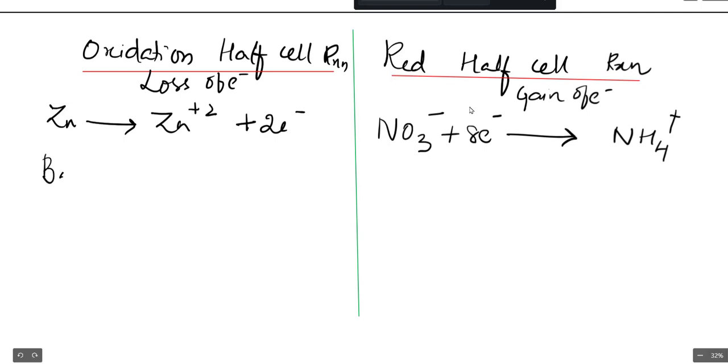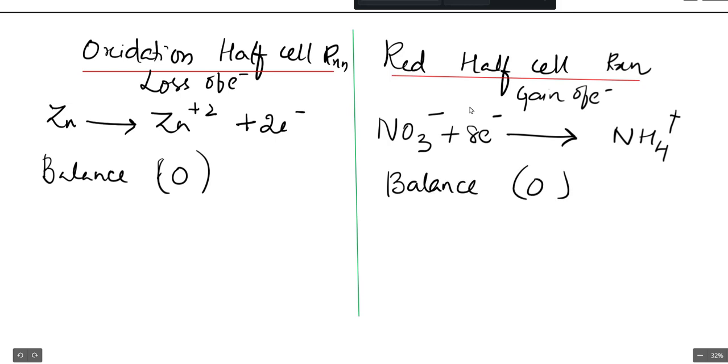Now the next step is you need to balance oxygen on both the sides. Remember, right? So here also balance oxygen, here also balance oxygen on both the sides. Now to balance oxygen, what will I do? I need to see in this reaction, there is no oxygen to balance, so this step is not required. Here I need to balance oxygen because on LHS you have 3 oxygen atoms.